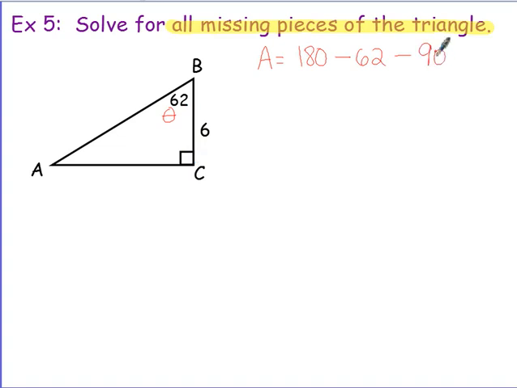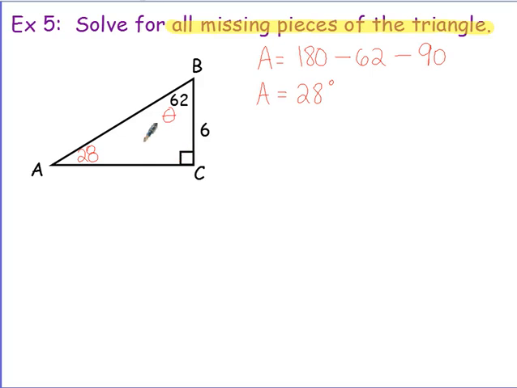180, take away 62, take away 90, leaves you with an angle A of 28 degrees. So I'm going to put a 28 over here in that little corner. So now I have to pick one of my sides to start with. So I know this is the opposite. I'm sorry, I know that's theta.